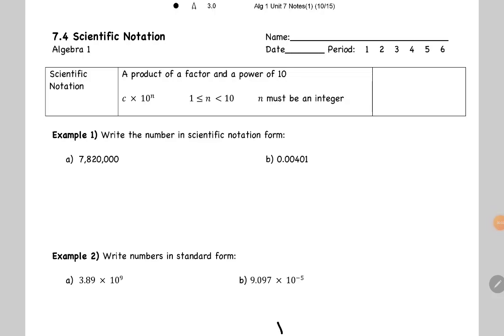Today we're going to look at scientific notation. Let's do an example of what it looks like. How it works is, first thing we want to do is move the decimal so that there's only one digit in front of it.